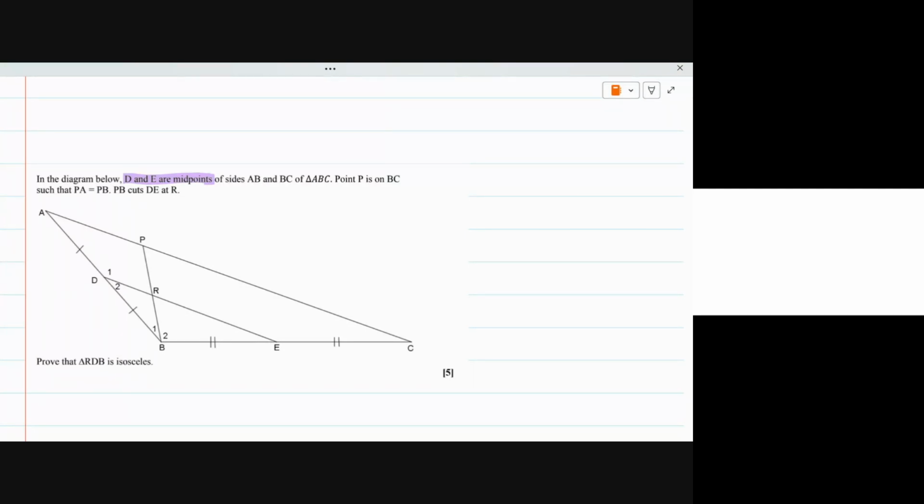If those two are midpoints, we know that DE must be parallel to AC. That's what the midpoint theorem says. What else does that say? Good. We know that DE is half the size of AC. So AC is equal to 2 times DE, or DE is equal to half of AC.